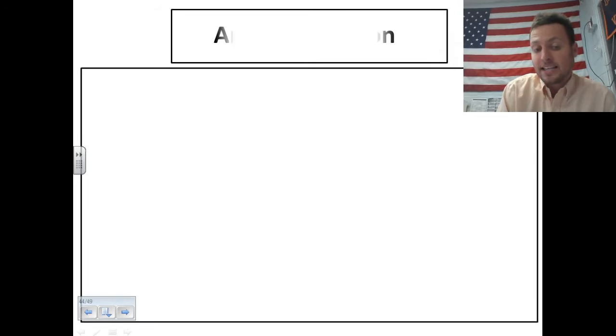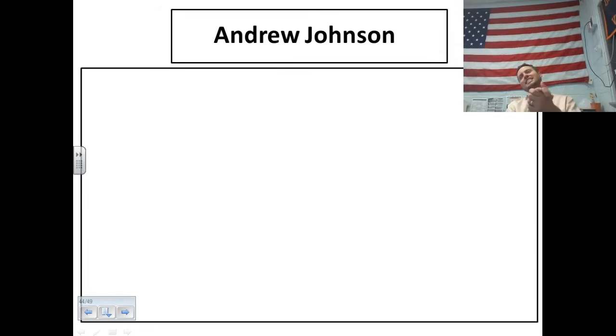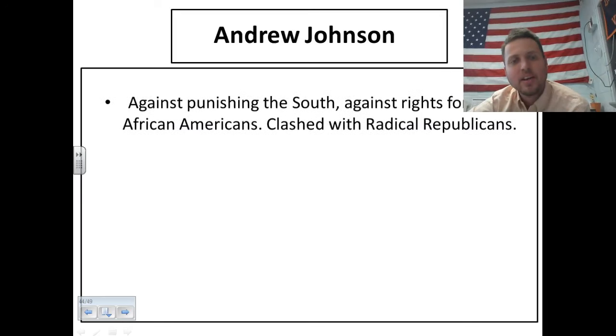Let's do the last set, guys. Please put Andrew Johnson. Andrew, not Andrew Jackson. Not Stonewall Jackson. Okay. He was against punishing the South and against rights for freed African Americans. He clashed with radical Republicans. We said it already, but he was the president after Abraham Lincoln, and he was against rights for freed African Americans, and he clashed with radical Republicans.